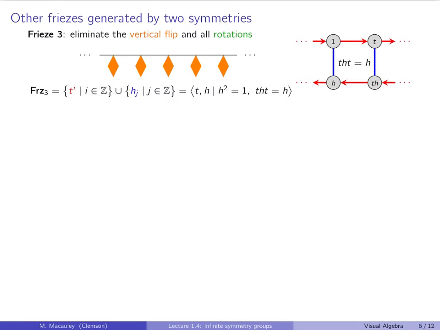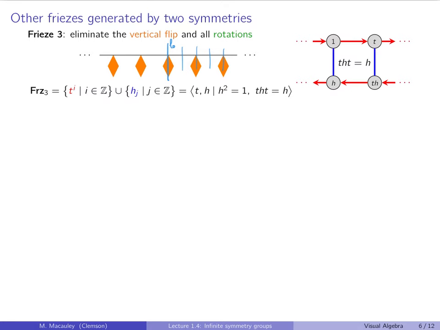Let's see some more examples of friezes. If we eliminate all of the upper diamonds, now we've gotten rid of the vertical flip from the original frieze group and all rotations. But we still have all of the reflections. So we have the reflection across the central axis, which was L0, and then also all of these other axes as well.